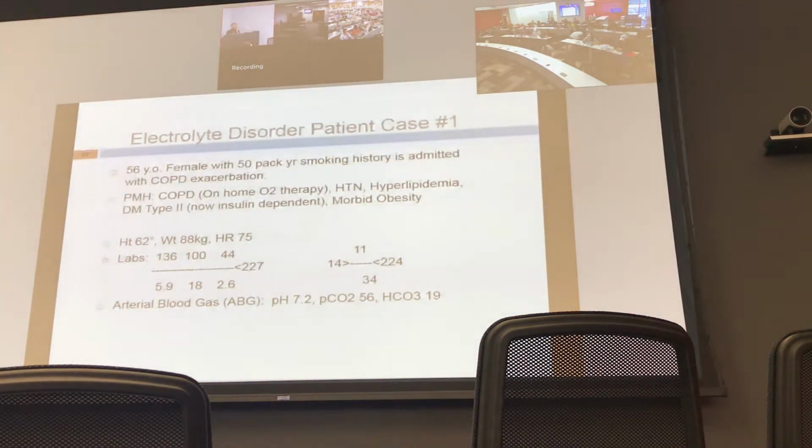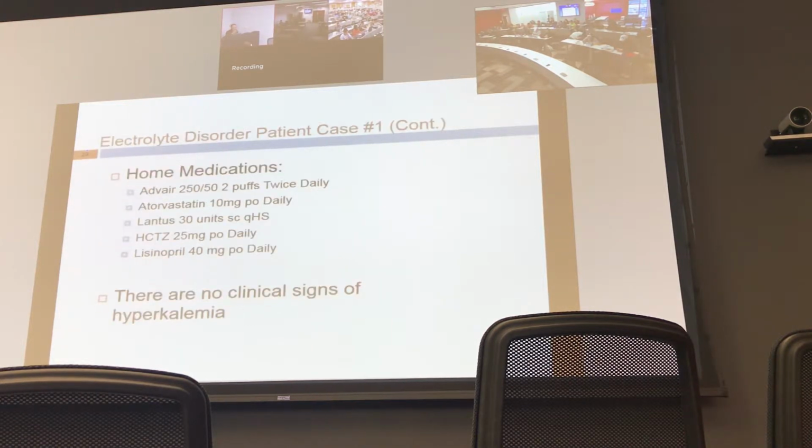The first case is a 56-year-old female with a 50-pack-year smoking history, admitted for a COPD exacerbation. Her past medical history is listed. Her electrolytes are generally normal with the exception of an elevated potassium level, and she also has an elevated serum creatinine. ABG is listed there, so her pH is 7.2, and her PCO2 is elevated as well, and her bicarbonate is down. The home meds are listed here, and there are no signs of hyperkalemia.